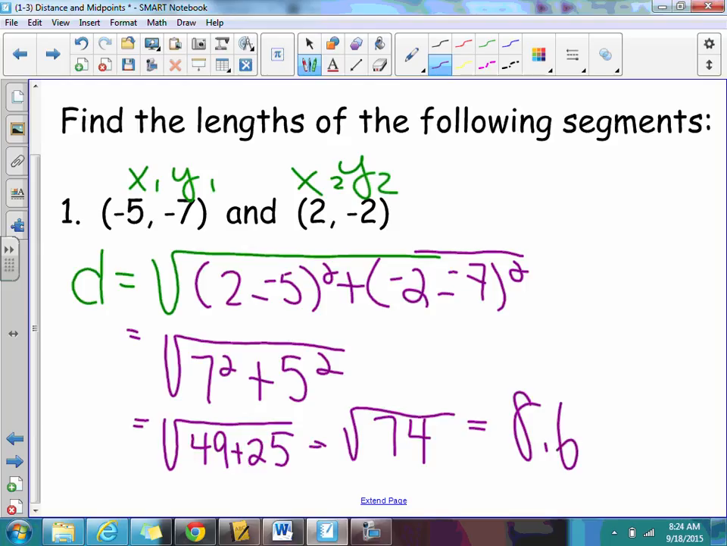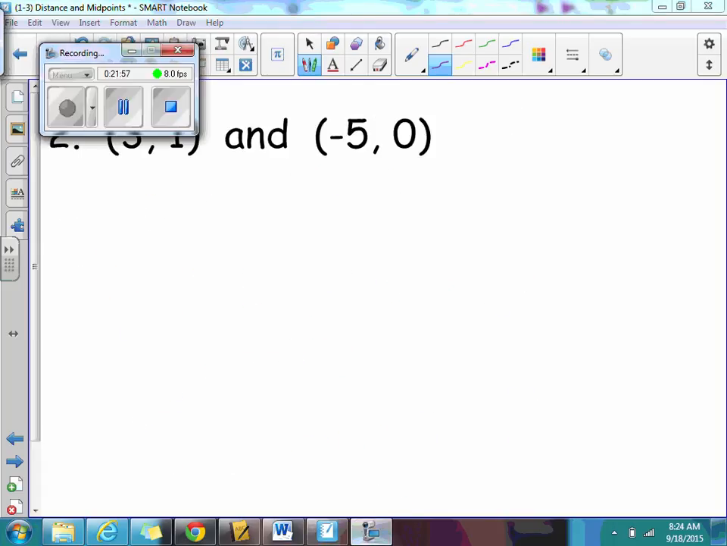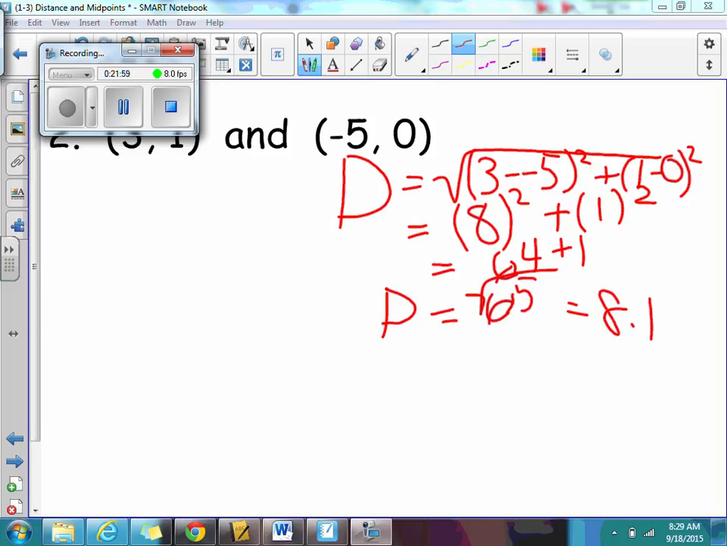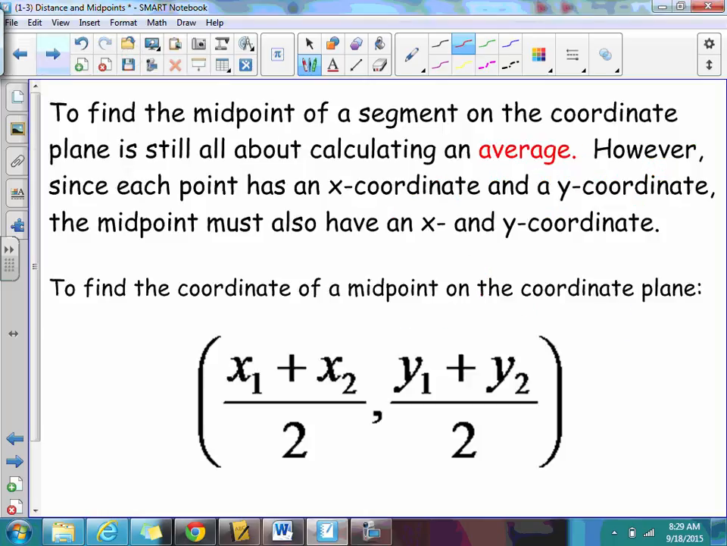All right, now I'm going to have you guys try 2, and I want to see if you come up with the right answer. Last thing I need to teach you is we did distance on a number line, midpoint on a number line. We did distance on a coordinate plane. Now we have to do midpoint on a coordinate plane. Okay? This looks kind of complicated. Technically, you can call it the midpoint formula.